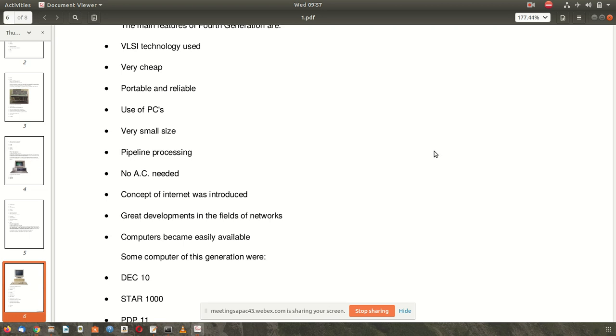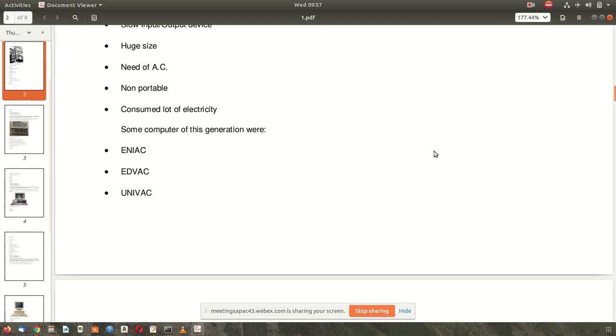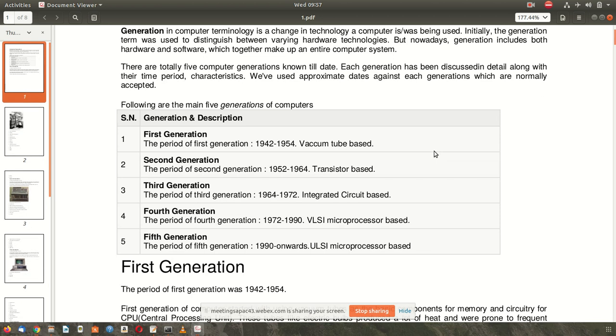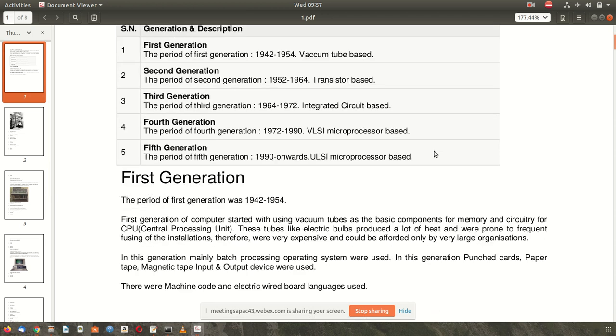The internet was introduced when the period of the fourth generation started. The fourth generation started basically from 1970 onwards, 1970 to 1990. This is the time of the VLSI. And finally the fifth generation, 1990, ULSI. This is the ultra large scale integrated.